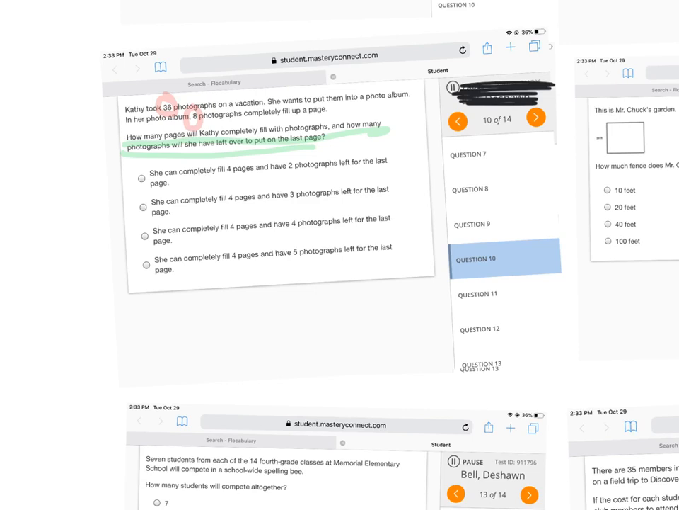My question here is asking for 2 things. First, it asks how many will completely fill a page, and then it asks me how many will be left over. So the words left over are referring to our remainder, and completely fill would be our quotient. So we're going to be dividing 36 divided by 8.